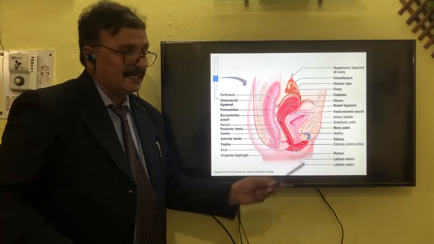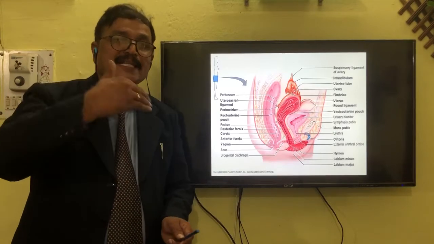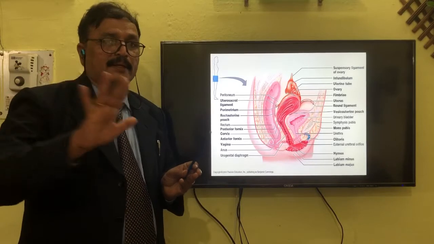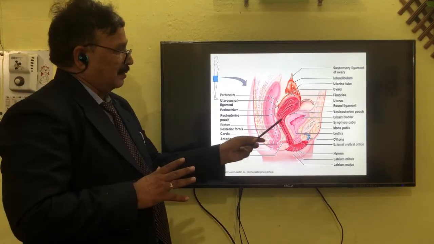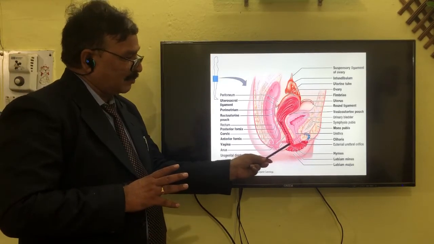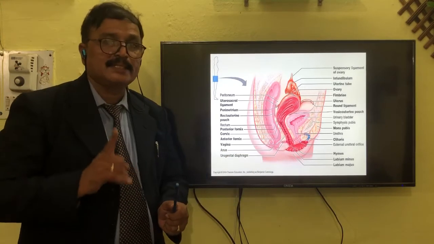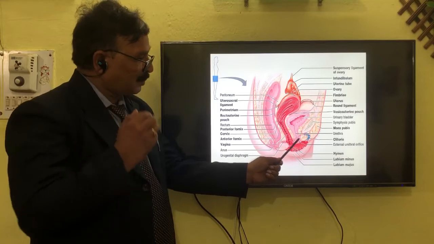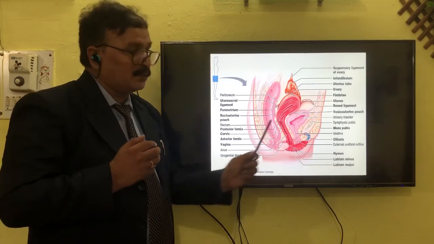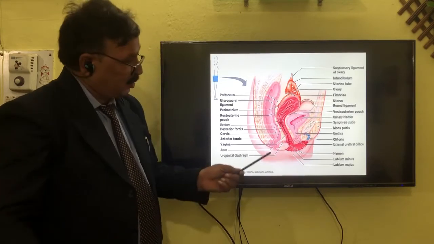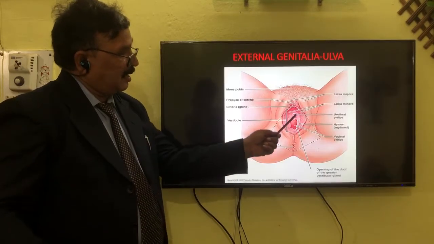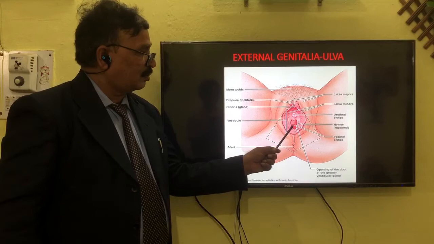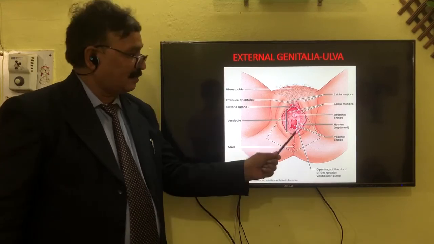So this passage is meant for excretion of urine only. It is in no way concerned with any reproductive process. But here there is a separate opening for the vagina, which is meant for the process of reproduction. So there are separate openings for the vagina and urethra. Those openings can be seen here in the external genitalia, the vulva. This is the vaginal orifice, this is the urethral orifice above it.